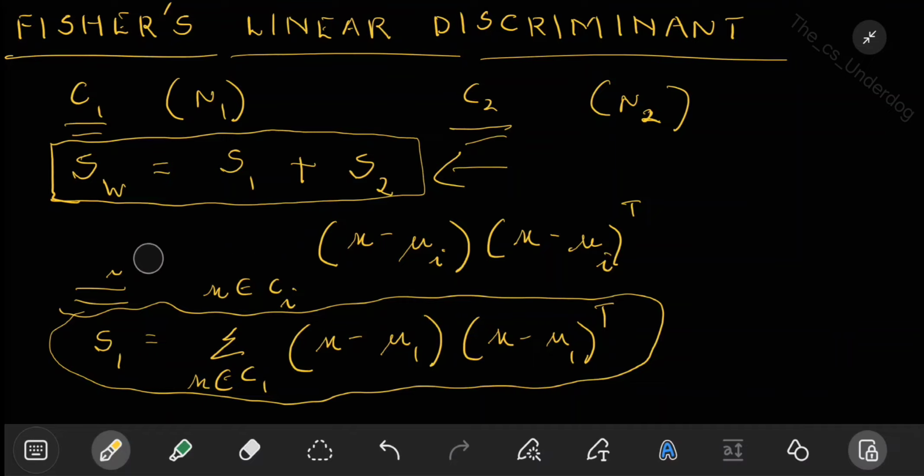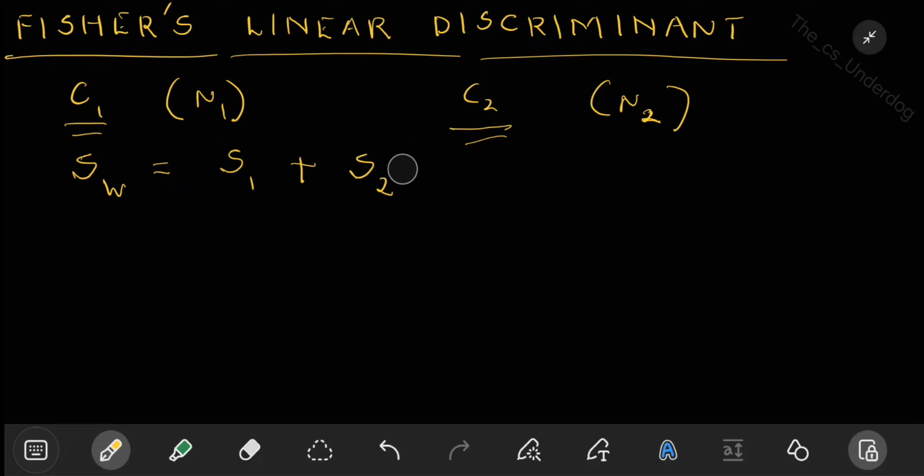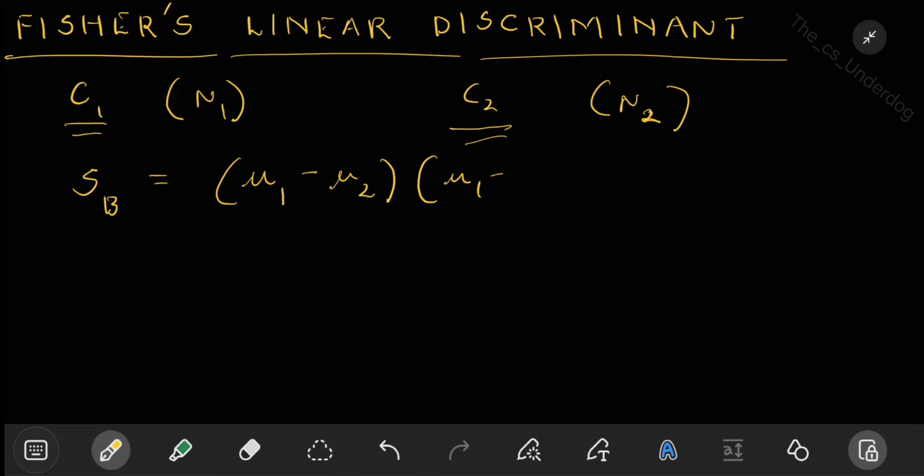So we have two classes. The next concept is the last one. After this, we are going to derive. So we have means, mean 1, mean 2, and then the within class scatter. The next thing is between class scatter, SB. And how do you find this variance, that is the variance between classes? It is mu1 minus mu2 into mu1 minus mu2 the whole transpose. This is the between class scatter.